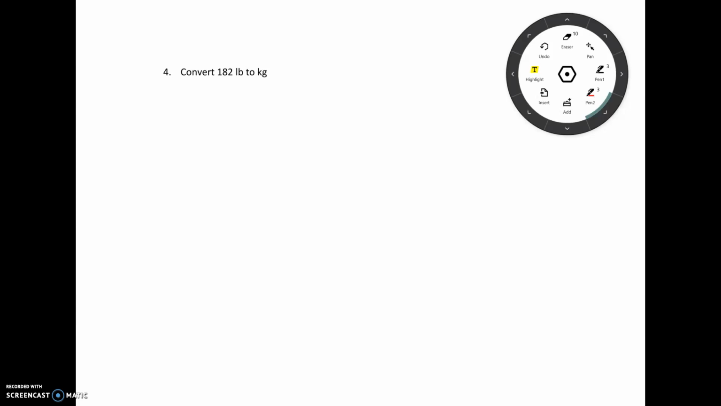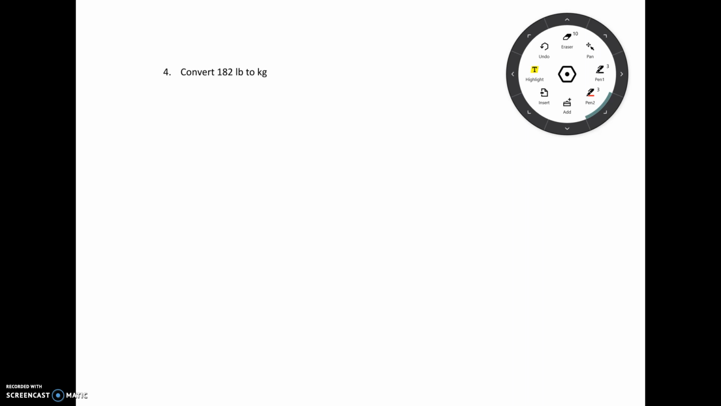This video is showing you an example of unit conversion, and specifically I want to do this unit conversion problem here. I want to convert 182 pounds into kilograms. So this is a specific example of going between the English system of measurement, looking at pounds, and the metric system, which involves grams and kilograms.